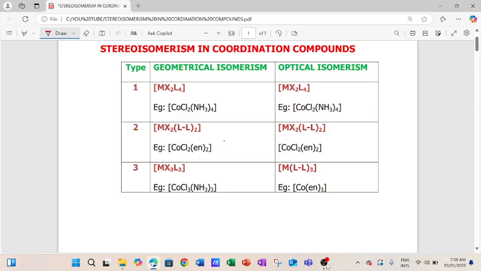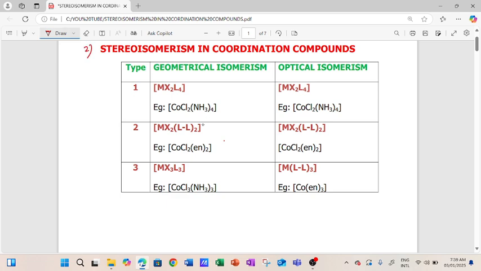Hi friends, today we are going to study stereoisomerism in coordination compounds. As we know, in coordination compounds there are two types of isomerism: structural isomerism and stereoisomerism. So this is the second type. Today I am going to talk about the second type of isomerism in coordination compounds, which is stereoisomerism. It is of two types: geometrical isomerism and optical isomerism.